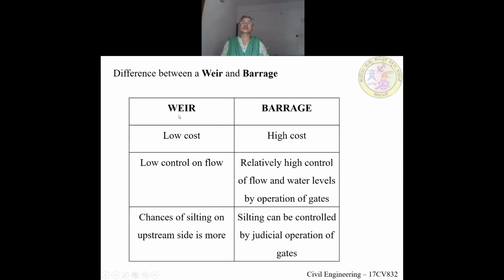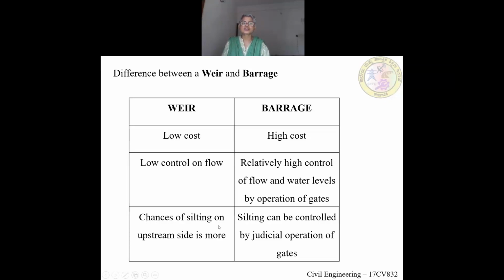As for the difference between the weir and a barrage, a weir is of low cost because gates are not there. A barrage is of high cost. A weir has low control on flow, as the gates are not there, so when the level of water rises above the crest level, it will start flowing. A barrage has relatively high control of flow and water levels by the operation of the gates. So you can adjust the gates to any level to allow the required quantity of water to the downstream side.